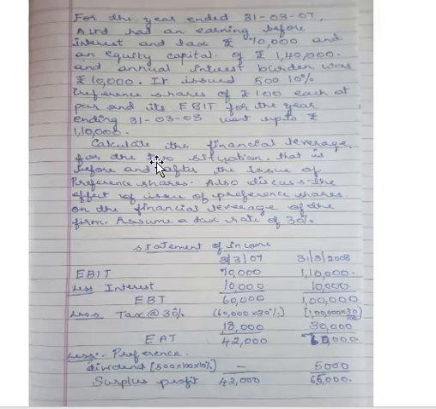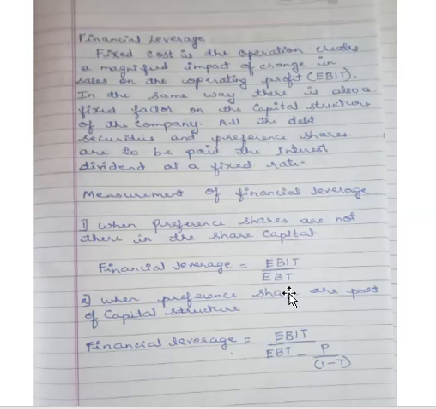Calculate the financial leverage of the two situations, that is before and after the issue of preference shares. Also discuss the effect of the issue of preference shares on the financial leverage of the firm. Assume a tax rate of 30%. So the tax rate here is 30%. Now we have to calculate the financial leverage before issuing preference shares and after issuing preference shares. In order to calculate financial leverage, the formula is EBIT divided by EBT when there are no preference shares. When there are preference shares, the formula uses EBIT divided by EBT minus the preference dividend.